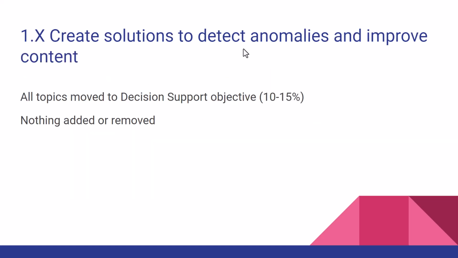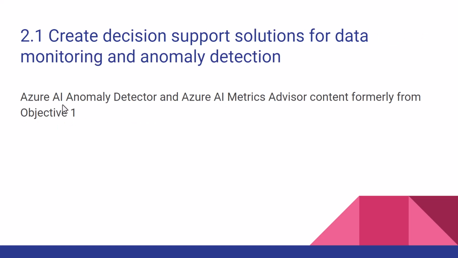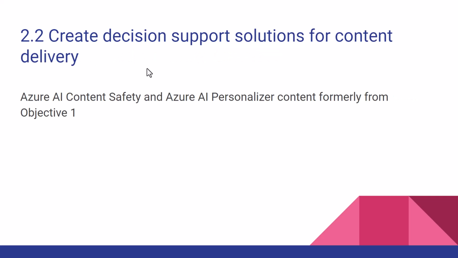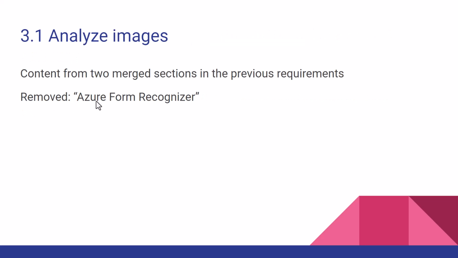They've removed the whole section on anomalies, but all of the topics have been moved to the second objective, decision support. They've removed Anomaly Detector and Metrics Advisor, and added them into this decision support section. Also, what used to be called content moderation is now content safety and AI Personalizer. That was on the previous exam and is still on this exam. They've completely removed anything relating to forms. So Form Recognizer has been removed.